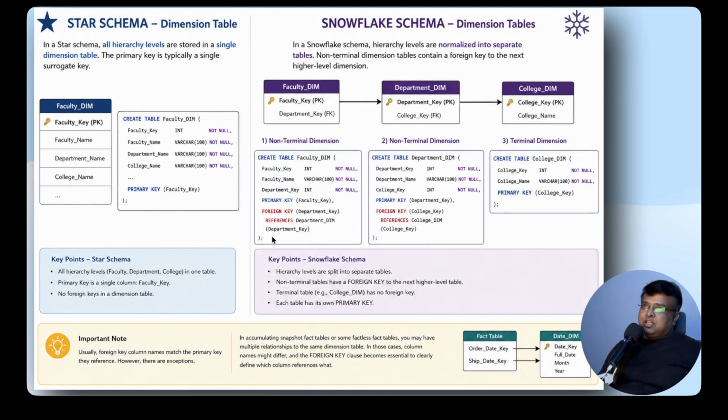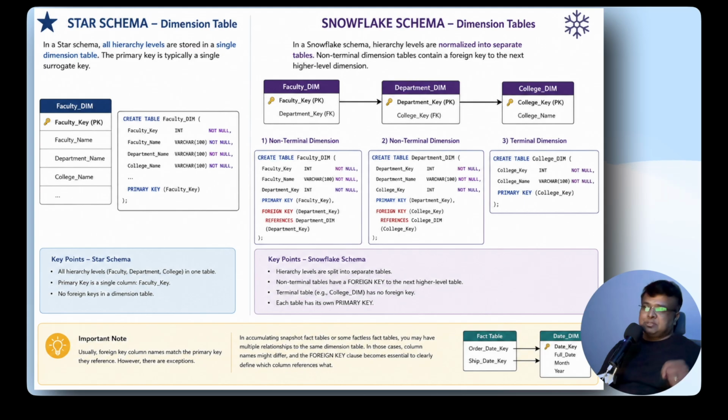Now compare this to the snowflake schema. In a snowflake design, hierarchy levels are split into separate tables. So instead of keeping the faculty, department and college all in one table, they are normalized into different tables connecting through relationships. Let us focus on a non-terminal dimension table, meaning a dimension table that still points to another higher level dimension. For example, the faculty dimension table belongs to a department, so it contains a department key as a foreign key. The SQL still defines a primary key like before, faculty key is the primary key, but now we also add a foreign key clause.